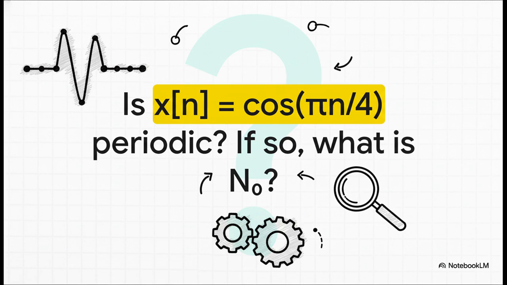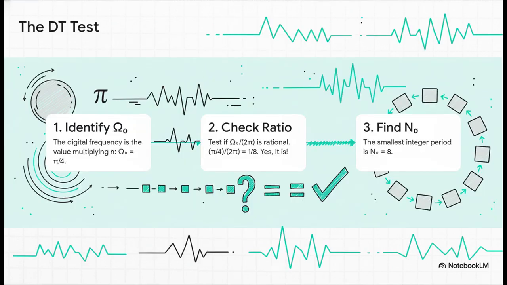Is the signal x of n equals cosine of pi n over 4 periodic? And if it is, what's its fundamental period, N0? Remember the 2-step process. First, check for periodicity, then find the period. Go for it. Let's break this down.